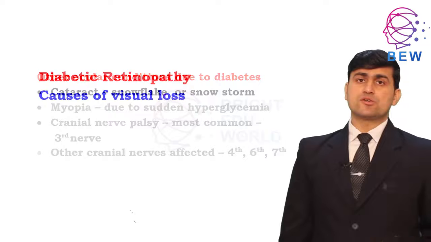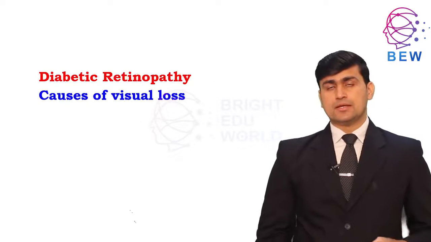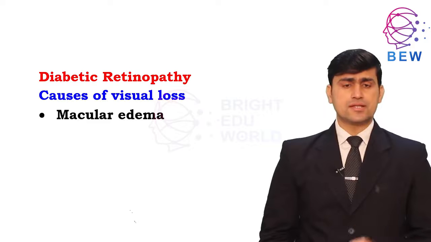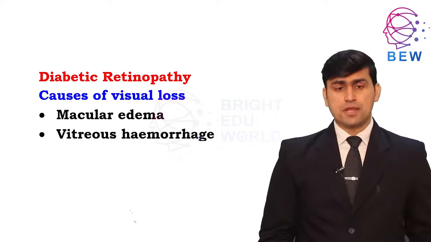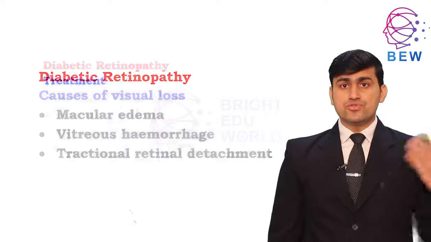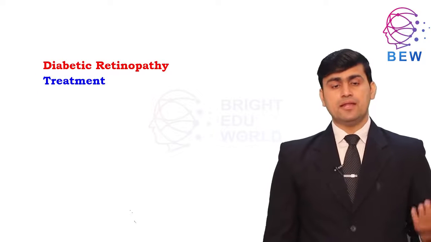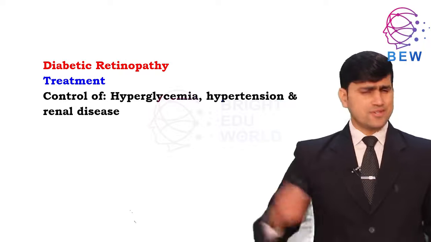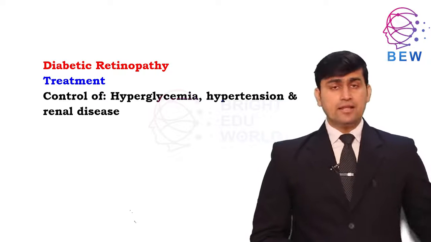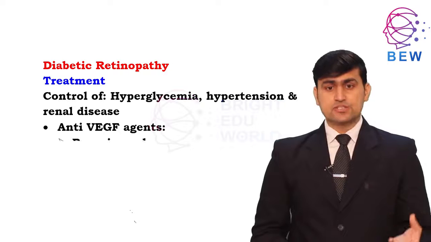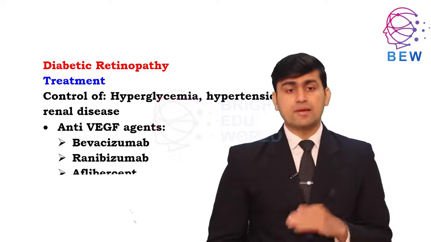Now, what are the causes of vision loss in diabetic retinopathy? So these are macular edema, which is the most common cause of visual loss in diabetic retinopathy, then vitreous hemorrhage and tractional retinal detachment. How do you treat diabetic retinopathy? So treatment is mainly by strict glycemic control and control of associated hypertension and renal disease. Then anti-VEGF or anti-vascular endothelial growth factor such as bevacizumab, ranibizumab and aflibercept.